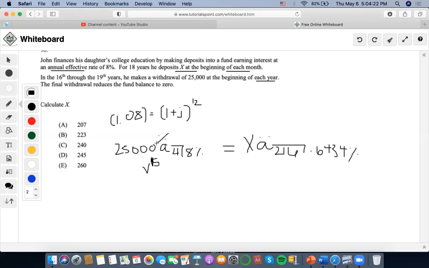Now we're also going to find what X is equal to, right? So I'm going to get rid of the due, and I'm going to multiply it by 1.08, and then get rid of this due. I'm going to multiply it by 1.006434. Now I'm going to do 25,000 times 1.08. It's going to be 27,000.